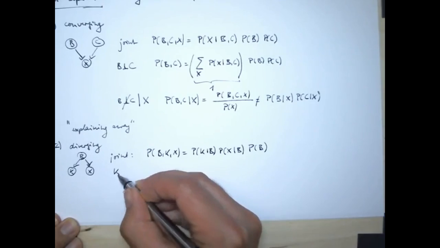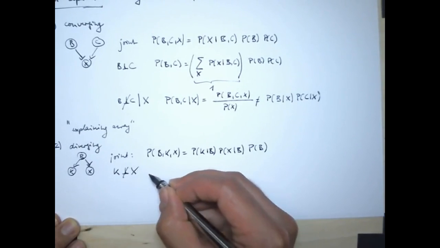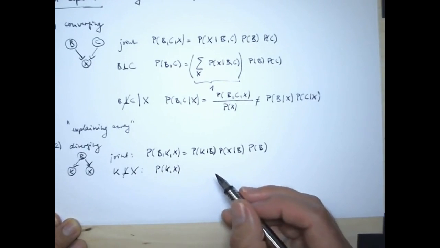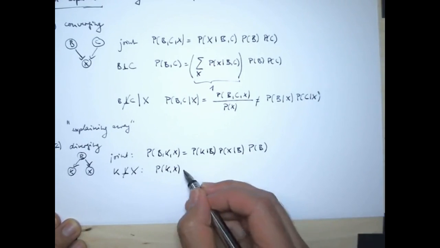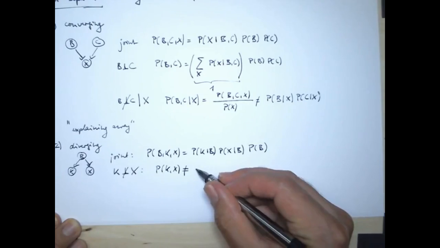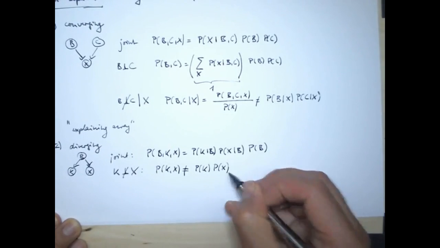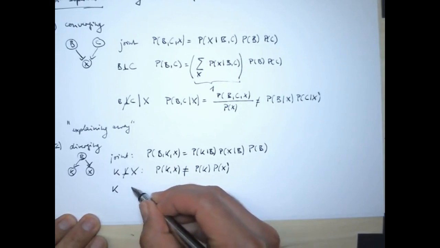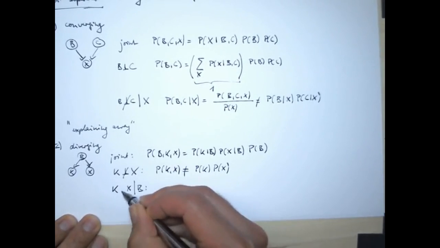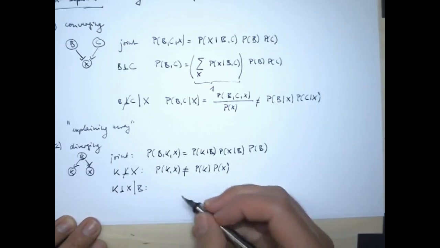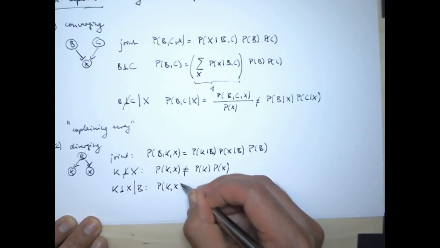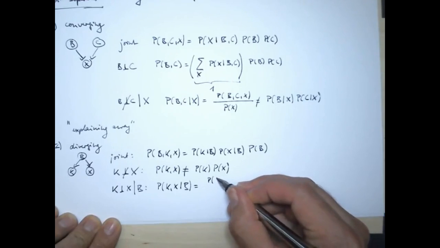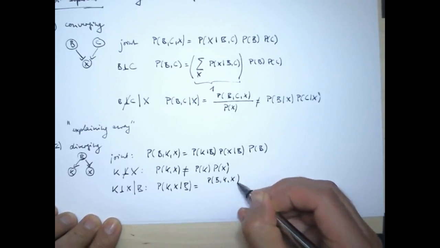And it turns out that K is not independent of X. So if you insert this, whatever you do, you cannot transform it into P of K times P of X. But if, on the other hand, you condition on B, turns out that now you have independence. So the probability of K and X given B is that.